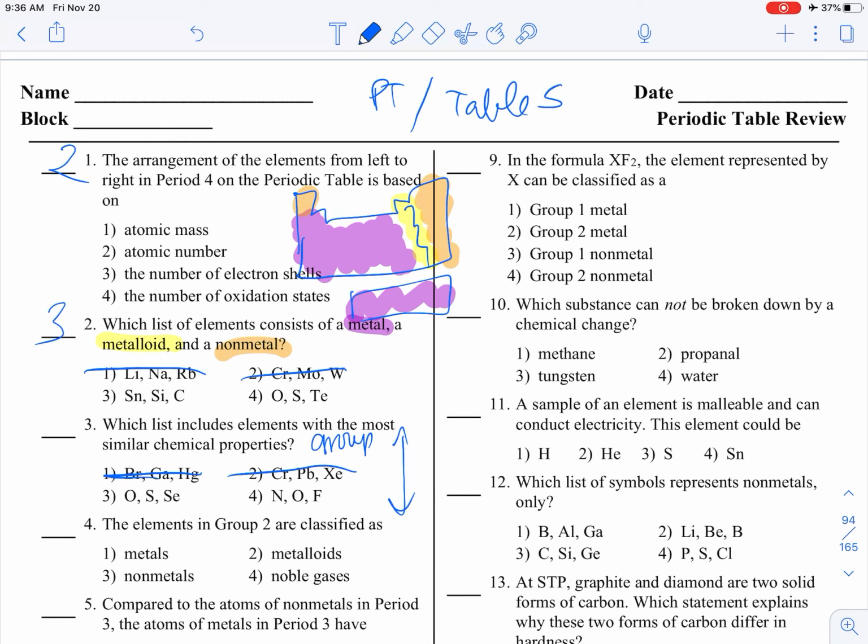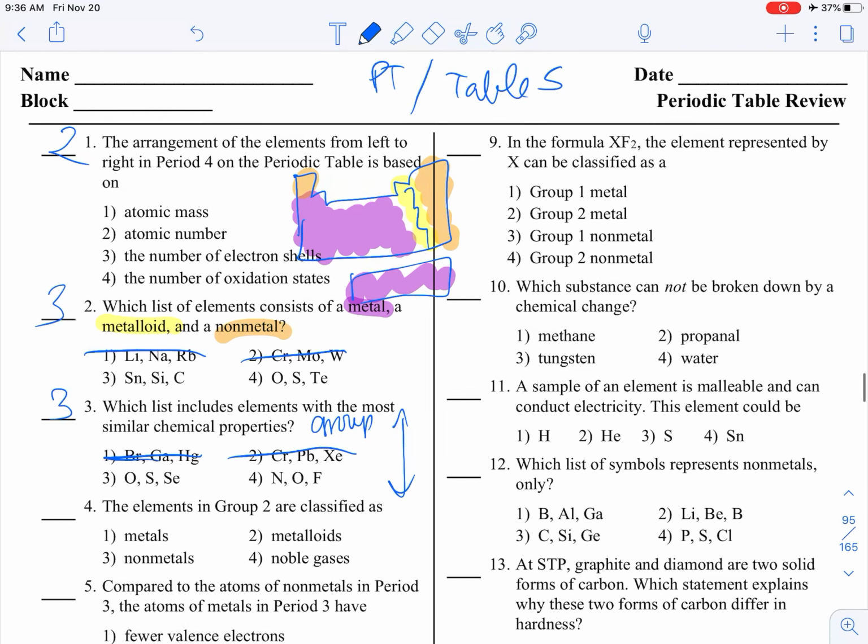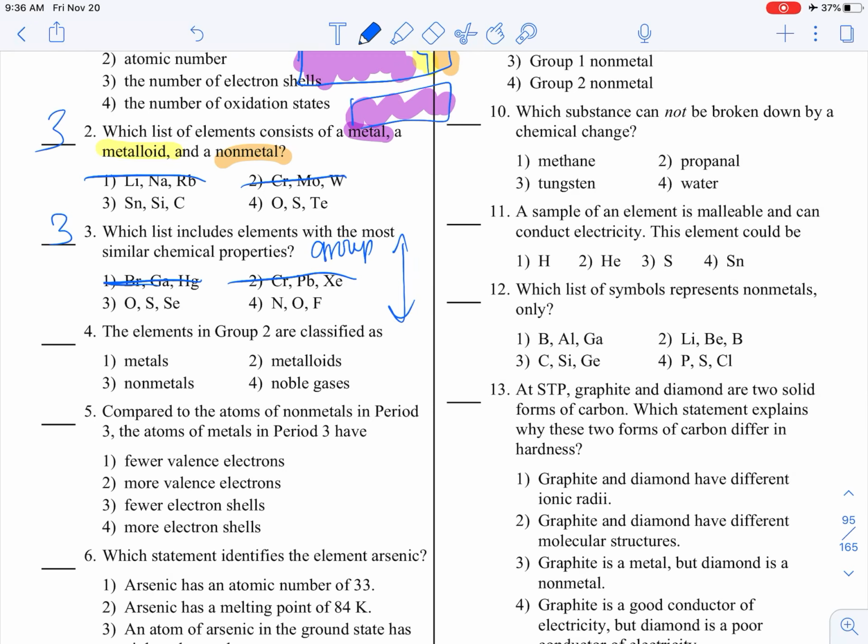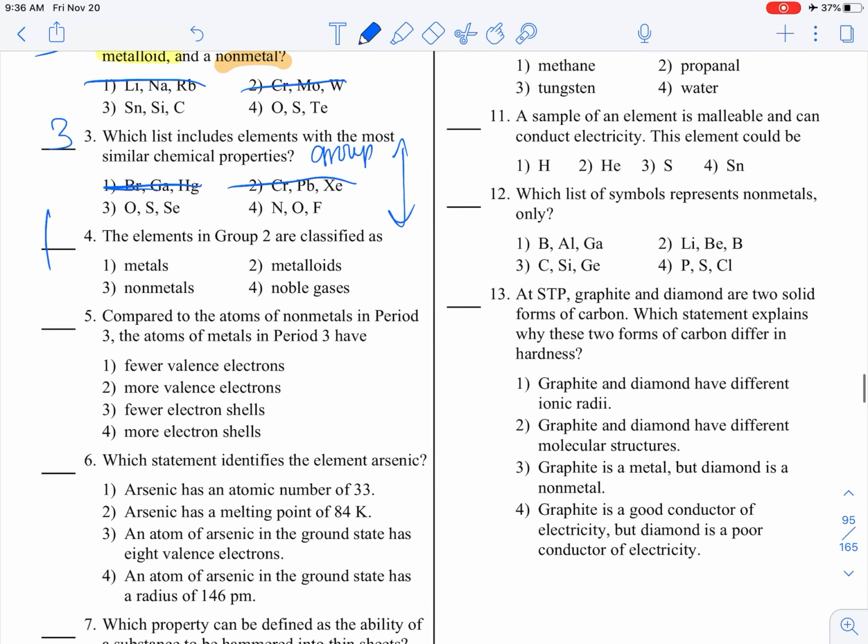Oxygen is in group 16. Sulfur's in group 16. So is selenium. That's my answer. The elements in group 2 are classified as, they're all metals. Compared to the atoms of nonmetals in period 3, the atoms of metals in period 3 have, talking about valence electrons or electron shells. So valence electrons, remember, are the outermost.